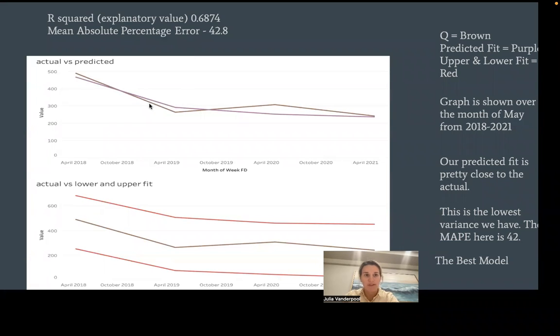This is our actual versus predicted. On the top here, the Q is brown and the predicted is purple. And then at the bottom, you can see that we have a lower variance with our mean absolute percentage error. Here we got 42. Like I mentioned, the R squared is 0.6874, which is still not too good, but we at least got a lower MAPE. With using actual data from a store, it's kind of hard to get a lower MAPE and a higher R squared.